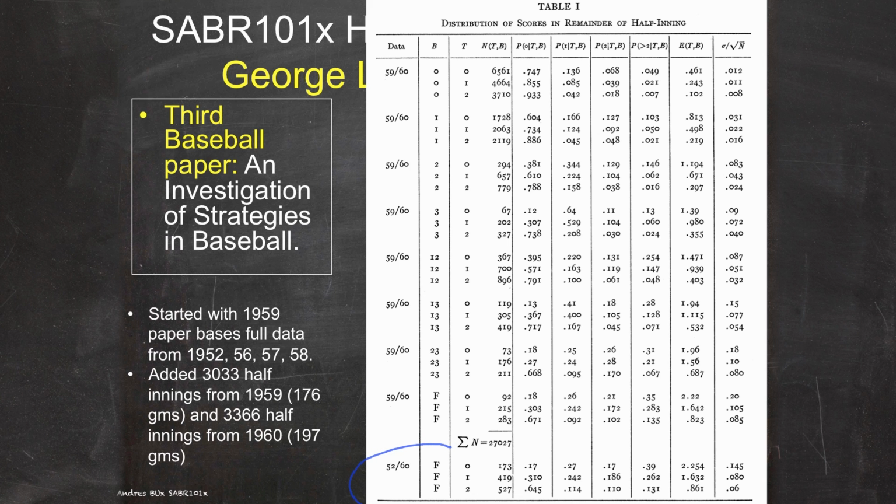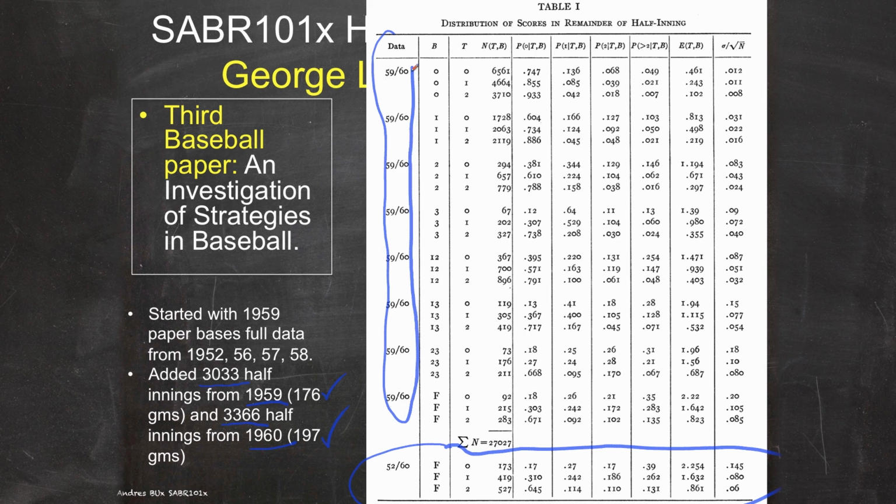Those data from the first paper are included in this table, and they're right here. This is the data from the 1959 paper. Now, in addition to the 1959 data looking at bases loaded full, he collects data from all other base out situations, from 3,033 half innings from 1959, 176 different games, and from 3,366 half innings from 1960, 197 games. And that's included here. This represents the data from 1959-60. Those are the years that they're from.